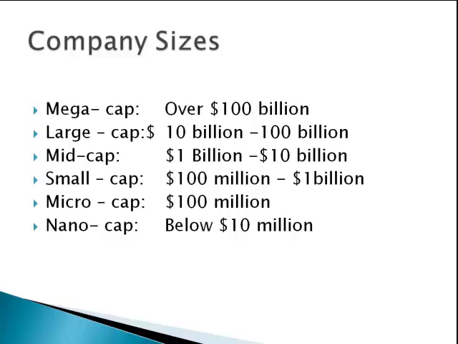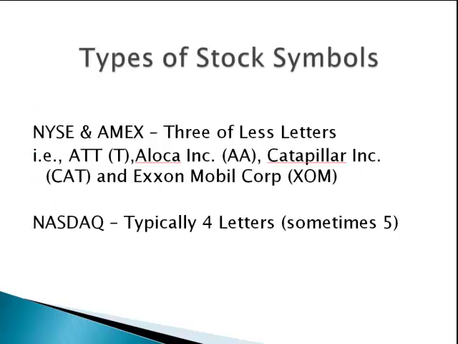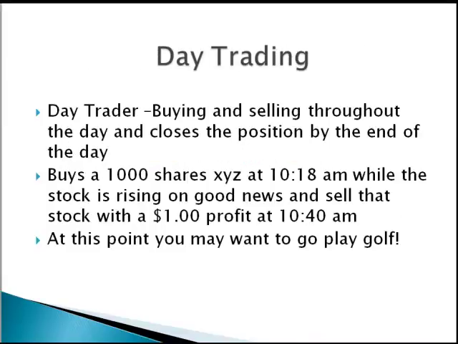Okay, so now let's take a look at types of stock symbols, and I mentioned that before. New York Stock Exchange or American Stock Exchange symbols are 3 letters or less. Examples are AT&T is T, Alcoa is AA, Caterpillar is 3 letters, and we have ExxonMobil, which is 3. And typically NASDAQ has 4 or 5. All right, so that's some more information, and I'll go to the next slide.